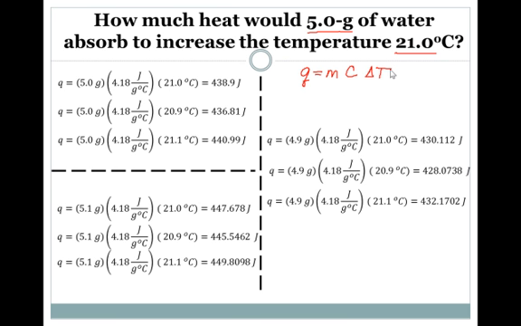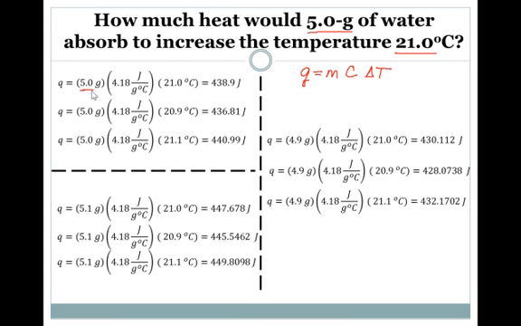So in the upper left-hand corner, we're going to start with the 5.0 grams. And we're going to use that 5.0 grams and multiply it by the specific heat of water, which is 4.18 joules per gram degree Celsius, times the temperatures of 21.0, 20.9, and 21.1. Now, if we do that, we're going to get three different calculations with three different answers.